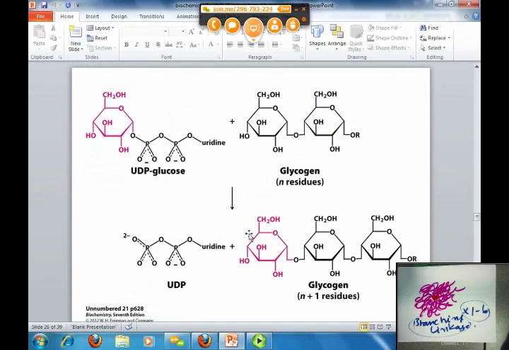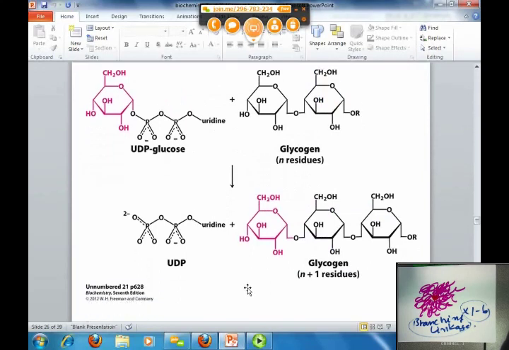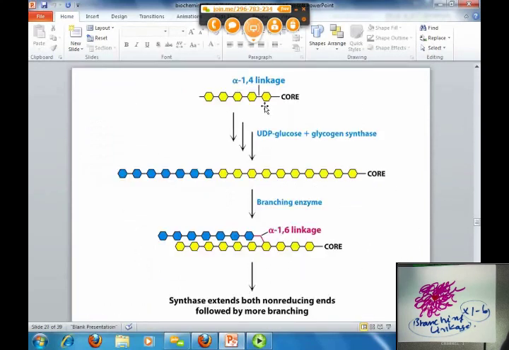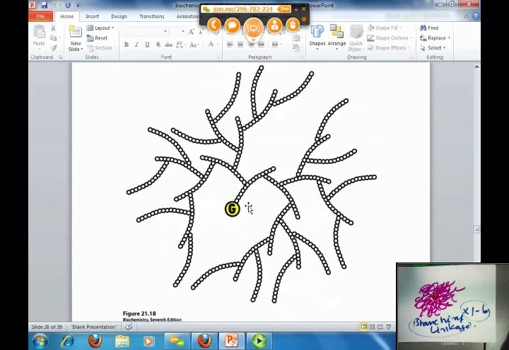UDP-glucose, the N residue, and then the N+1 residue, addition of uridine. This is the growing 1,4 linkage, and then the branching enzyme will give the 1,6 linkage. So now we are synthesizing glycogen: glycogen synthase extends both non-reducing ends, followed by more branching. So you have more and more glycogen molecule being produced.